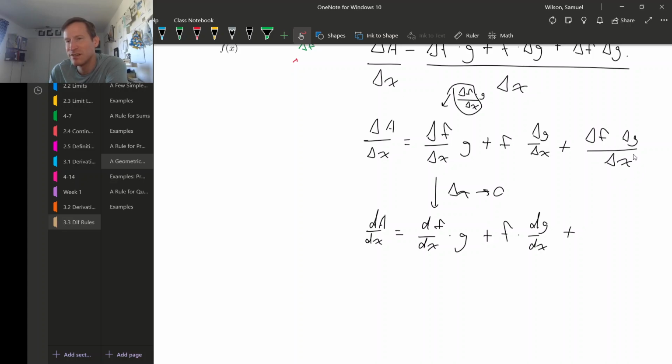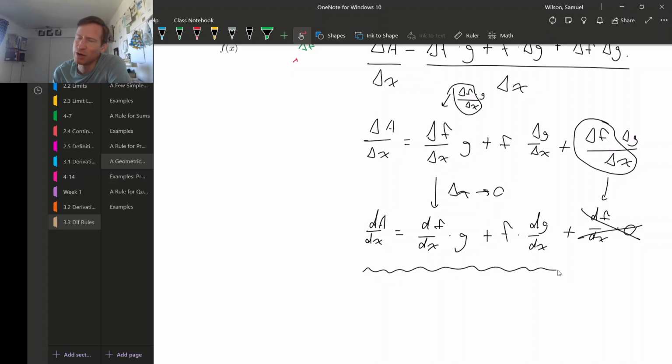If delta x is going to 0, then this piece here, delta f over delta x, should be going to df/dx, I guess. And delta g, well, if delta x is going to 0, delta g is also going to 0. So maybe this should be 0 here, in which case this last term just disappears. So just based on this geometric model of multiplication, it seems like this is what we should be heading for as a derivative rule for products: df/dx times g plus f times dg/dx.